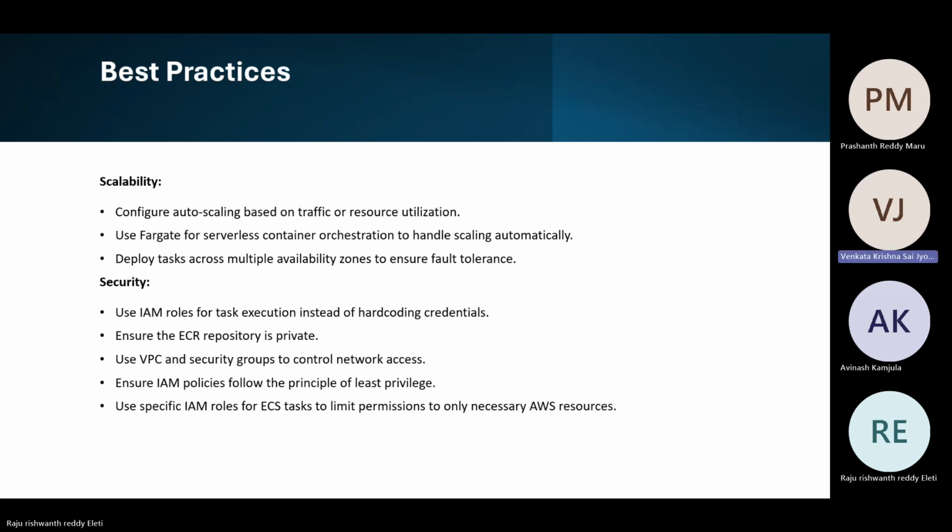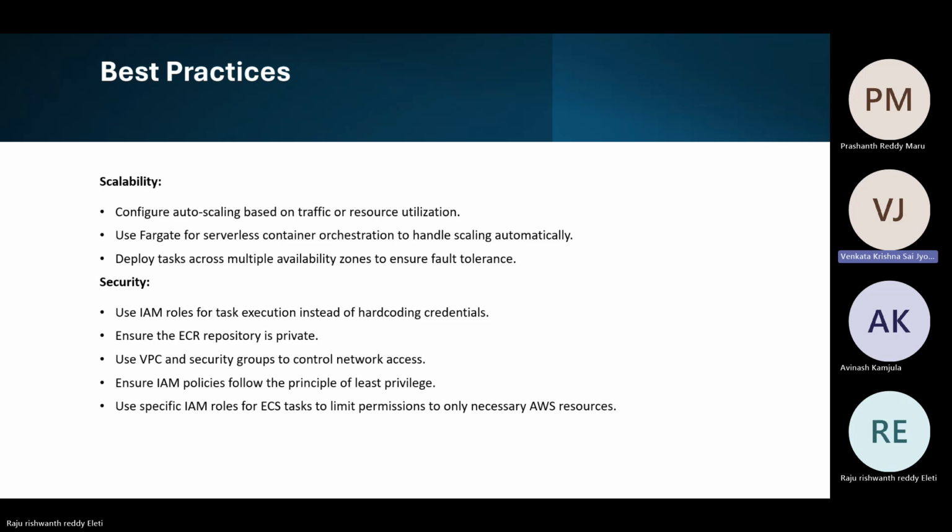When it comes to best practices, we will be discussing scalability, security, and monitoring. When it comes to scalability, we will mostly be considering auto scaling. We automatically adjust resources based on traffic or utilization, ensuring your system can handle varying workloads efficiently. We use AWS Fargate for serverless containerization to automatically manage scaling without needing to manage servers, and we deploy ECS tasks across availability zones to enhance fault tolerance and minimize the impact of potential failures.